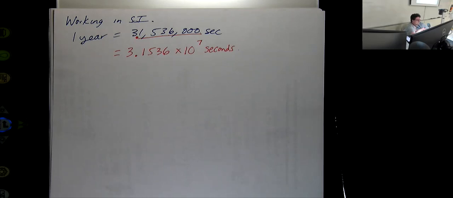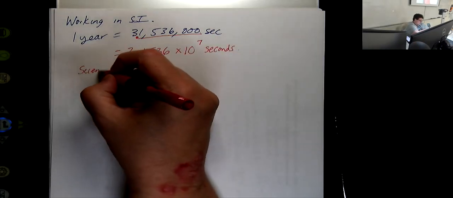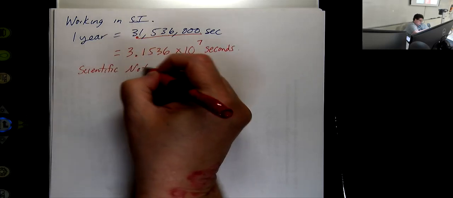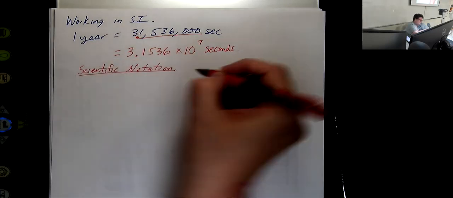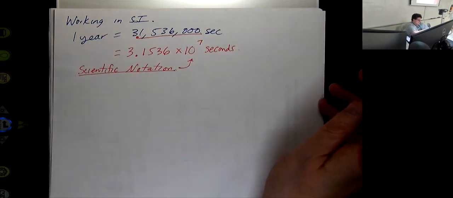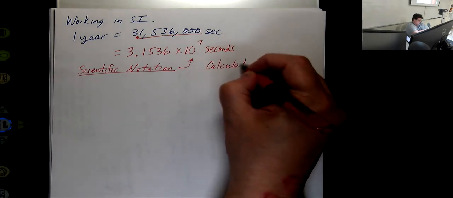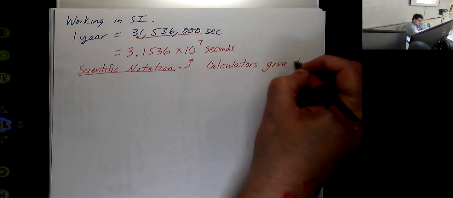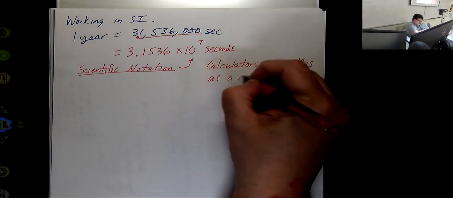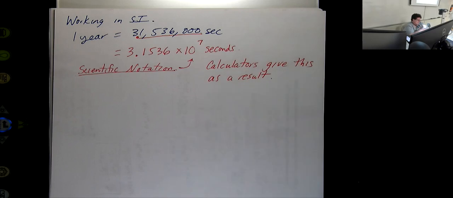Calculators will spit this answer out a lot. If your number is too big or too small, it will spit out answers in what is called scientific notation. So calculators use this a lot, and give this as a result. If you have that up here and you want to go, what the hell is that?